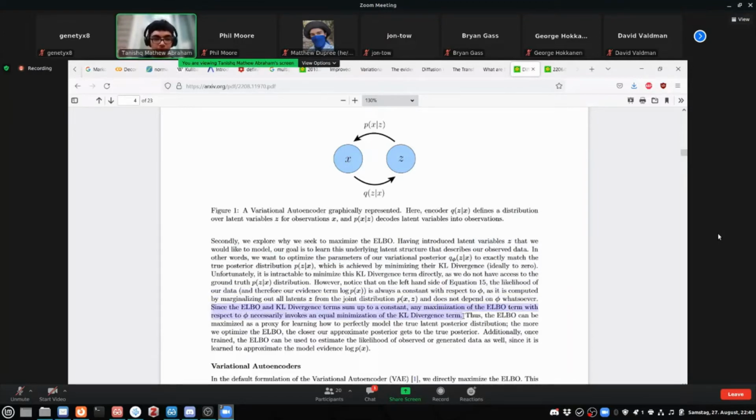The next slide I was going to show is about KL divergence. The KL divergence is basically a comparison of two probability distributions, and if the KL divergence is minimized, that means those distributions match. So this is a proxy for matching the two distributions using this ELBO term. That's what is going on. Does that make a little bit more sense?